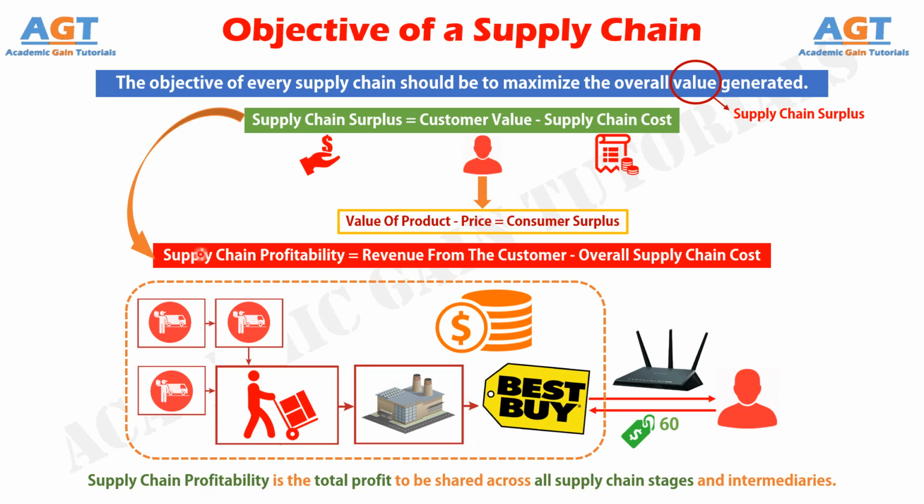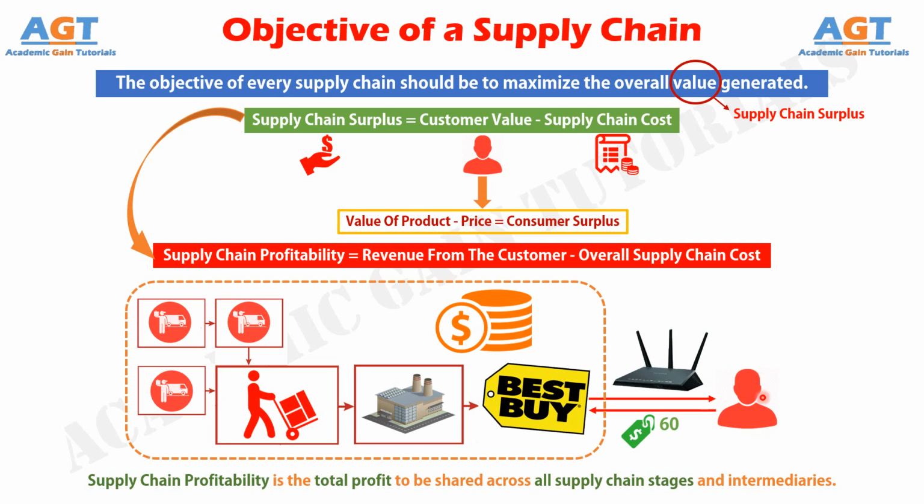Supply chain success should be measured in terms of supply chain profitability and not in terms of the profits at an individual stage. A focus on growing the supply chain surplus pushes all members of the supply chain toward growing the size of the overall pie. Having defined the success of a supply chain in terms of supply chain profitability, the next logical step is to look for sources of value, revenue, and cost.